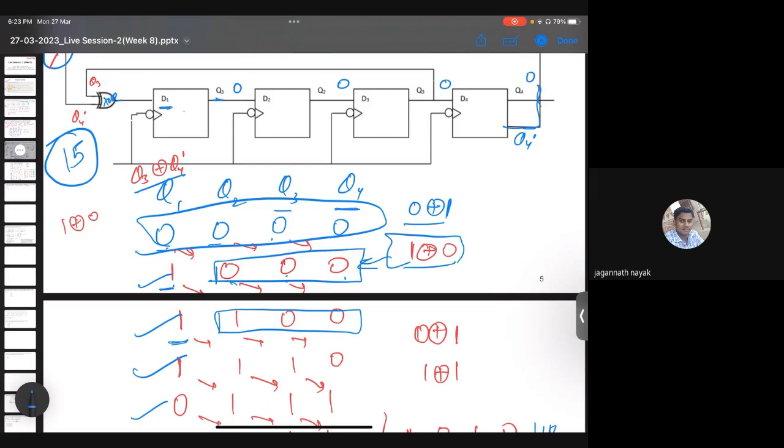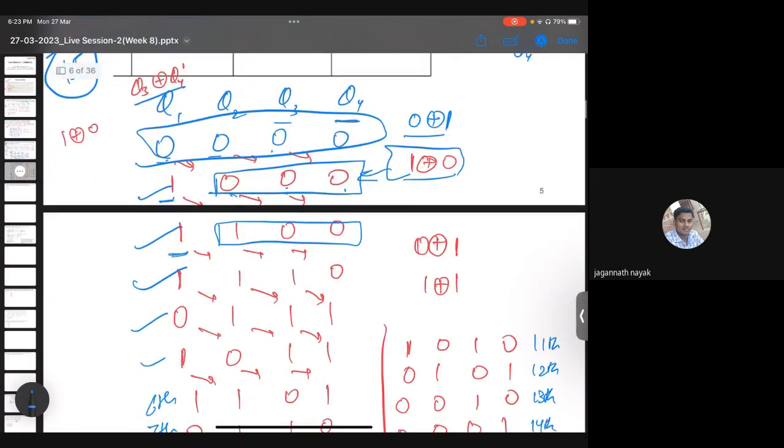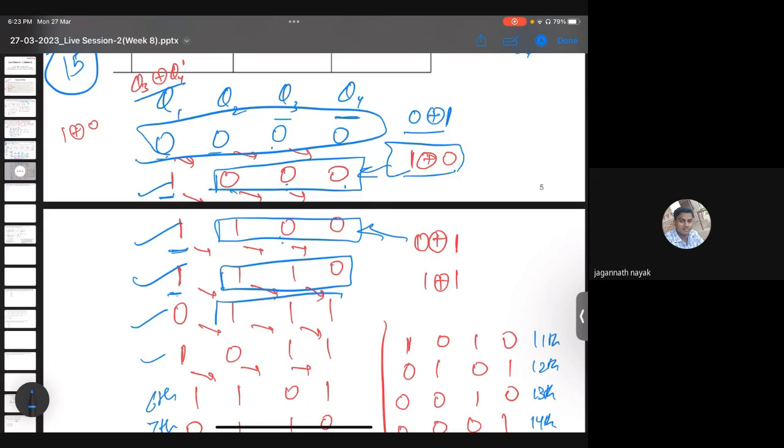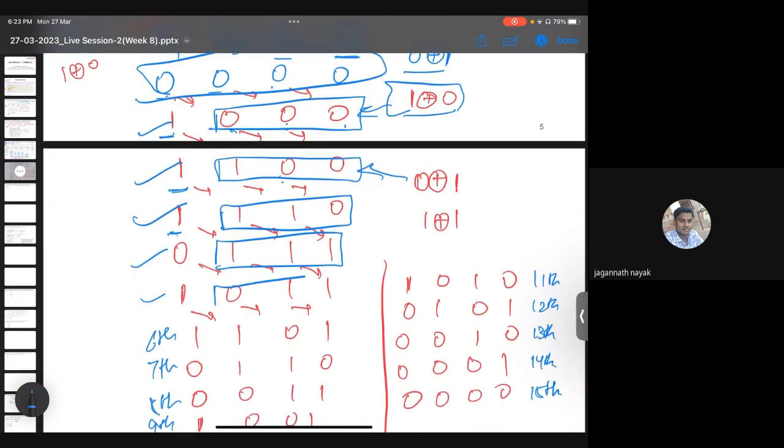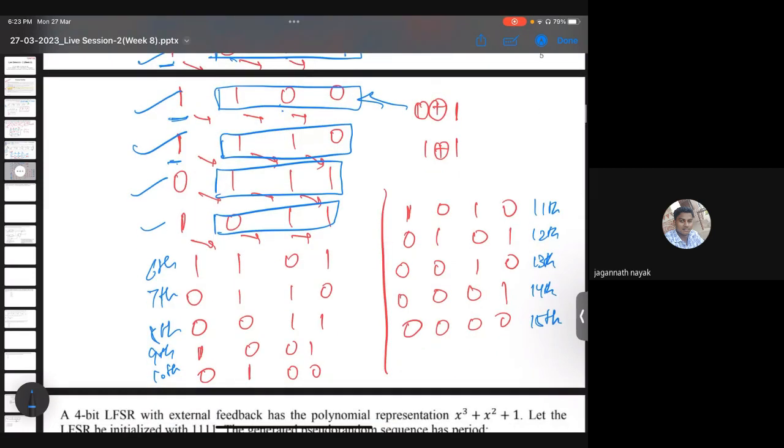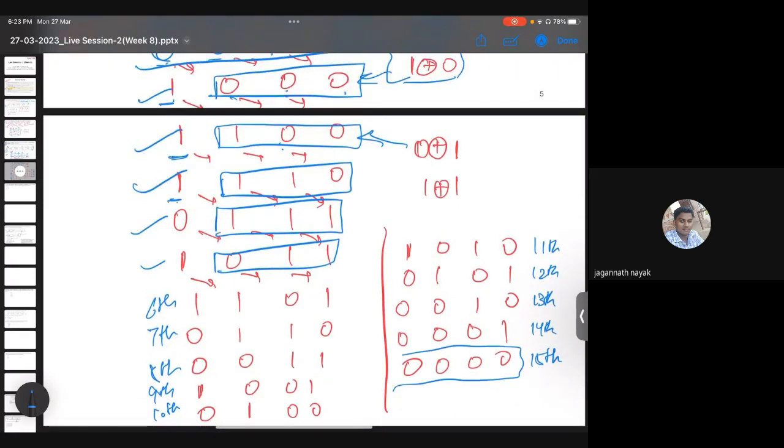Yes, sir. Fine. So now this 1 1 0 will get shifted here, and the next bit will be 0 XOR Q4 bar, which is 1. So I have written the 1 here. Now 1 1 1 will get shifted here, and 1 XOR 1, since we have to write Q4 bar, will be nothing but 0. Similarly 0 1 1 will get shifted here, and similarly all the steps, and after so many calculations we have got the final 0 0 in the 15th clock cycle.